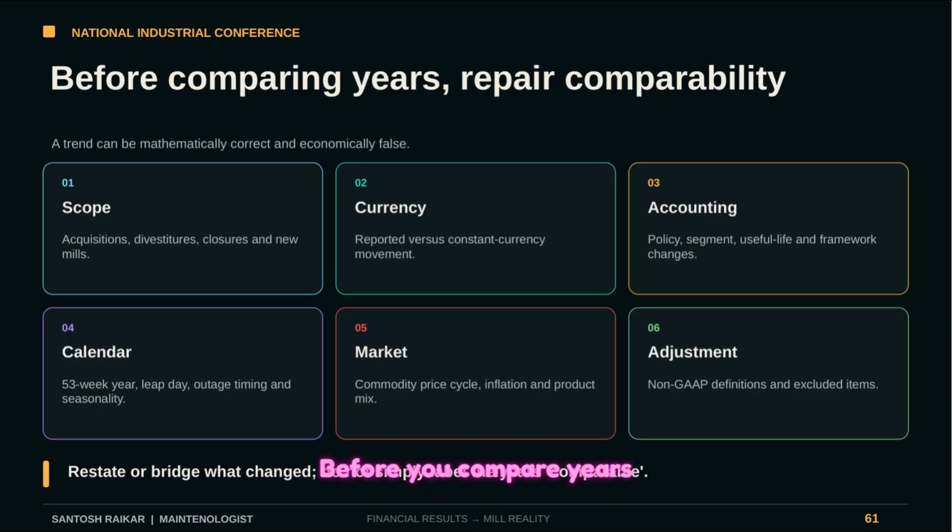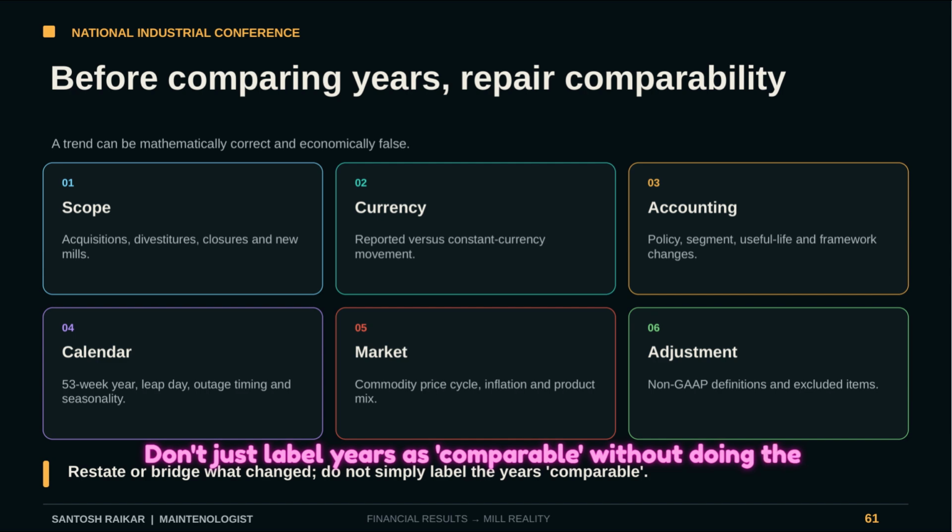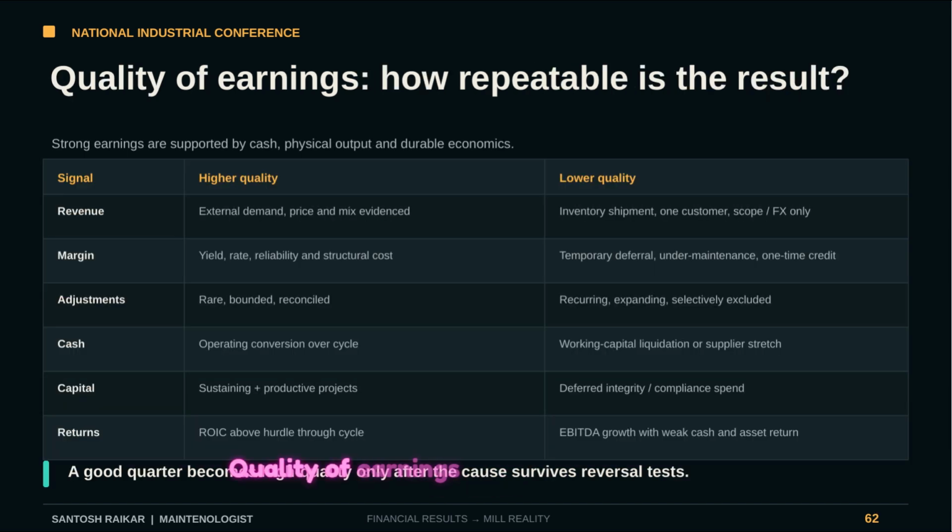Before you compare years, you have to fix the comparability. Adjust for acquisitions, currency swings, and even the number of weeks in a year. Don't just label years as comparable without doing the legwork. Quality of earnings is about repeatability. High-quality earnings are backed by cash and physical output. Low-quality earnings rely on one-time credits, deferred maintenance, or liquidating inventory.